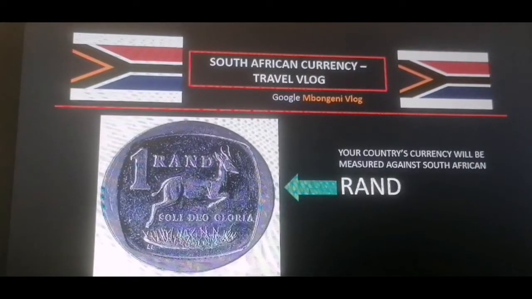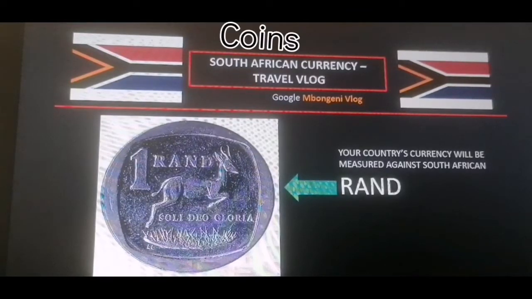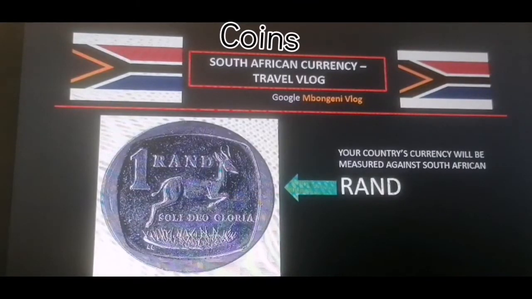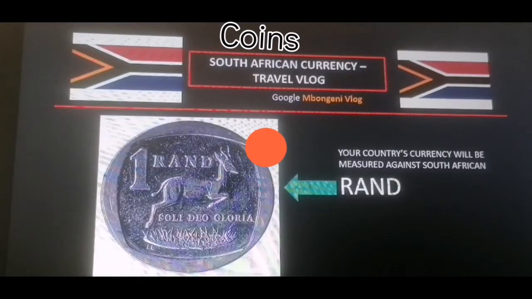Today we are going to look at the South African currency. So if you intend to come to South Africa, or you are a South African who wants to visit other countries, it's very important to understand how the currency works. So just for today, we are going to look at the South African currency and then we'll give you all the ins and outs with regard to it. Let's have a look first.